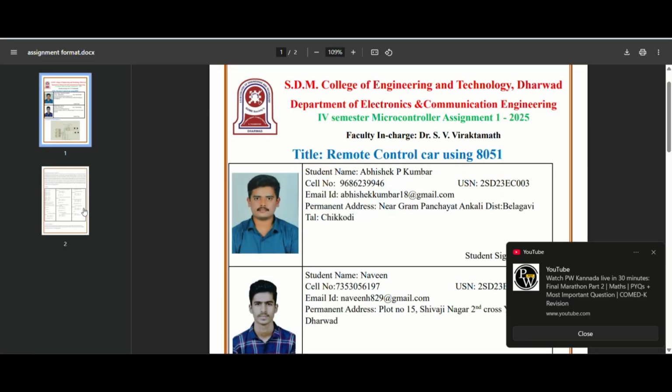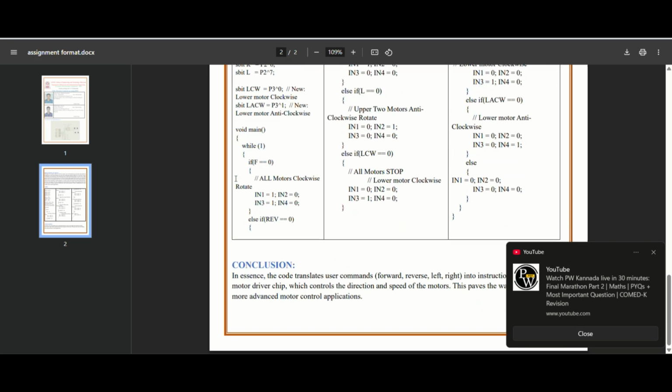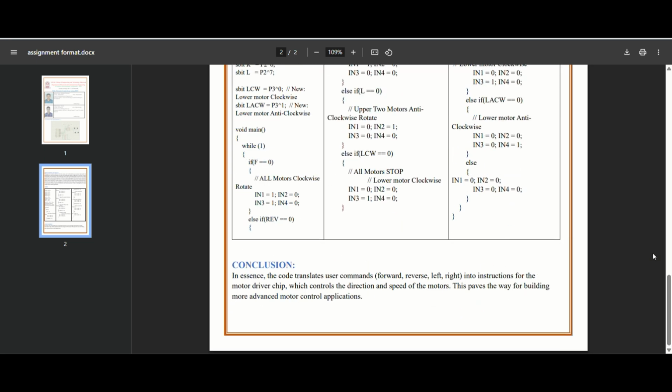Coming to the conclusion, in essence, the code translates our commands forward, reverse, left, right into instructions for the motor driver chip, which controls the direction and the speed of the motors. This paves the way for building more advanced motor applications.